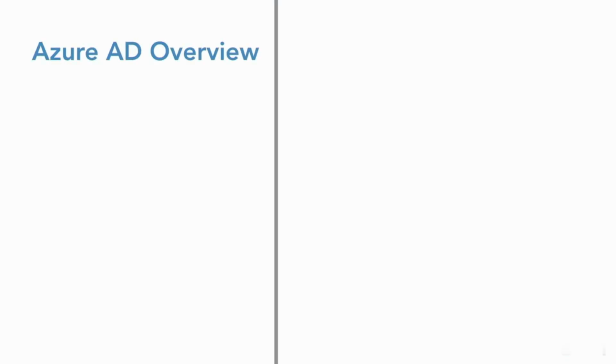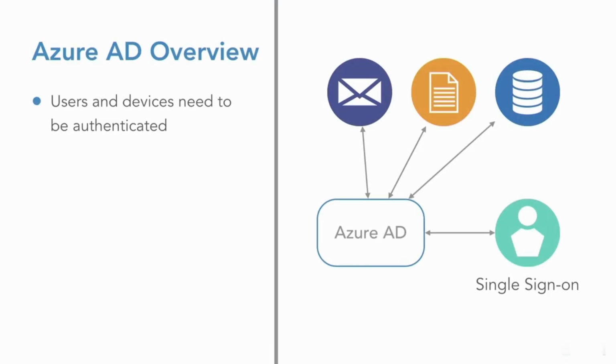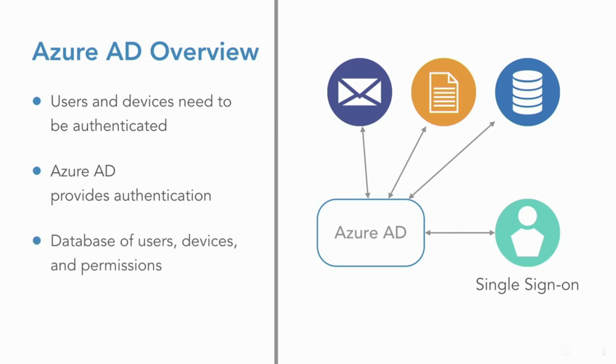Within an organization, users and devices need to be authenticated in order to provide them with access to corporate-owned resources and applications. Azure Active Directory, or Azure AD, provides this authentication for Microsoft Cloud services and other linked services. Azure AD consists of a simple cloud-based database of users and devices, together with their associated permissions, and provides single sign-on, which allows users to use just one username and password for multiple services.